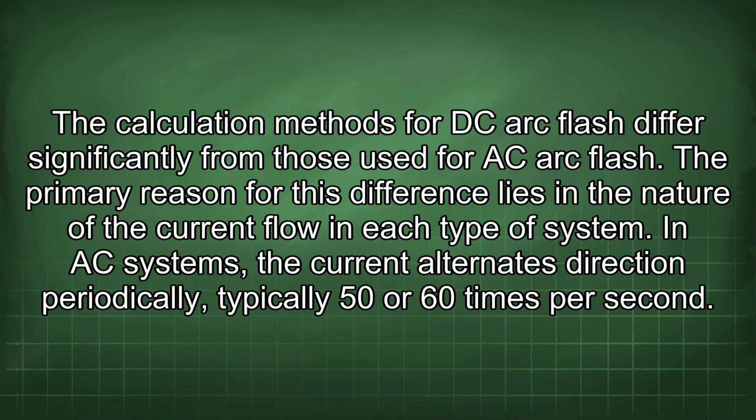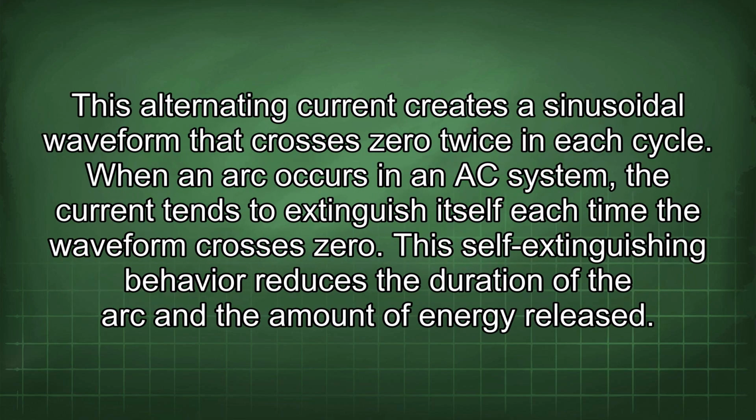The calculation methods for DC arc flash differ significantly from those used for AC arc flash. The primary reason for this difference lies in the nature of the current flow in each type of system. In AC systems, the current alternates direction periodically, typically 50 or 60 times per second. This alternating current creates a sinusoidal waveform that crosses zero twice in each cycle. When an arc occurs in an AC system, the current tends to extinguish itself each time the waveform crosses zero. This self-extinguishing behavior reduces the duration of the arc and the amount of energy released.